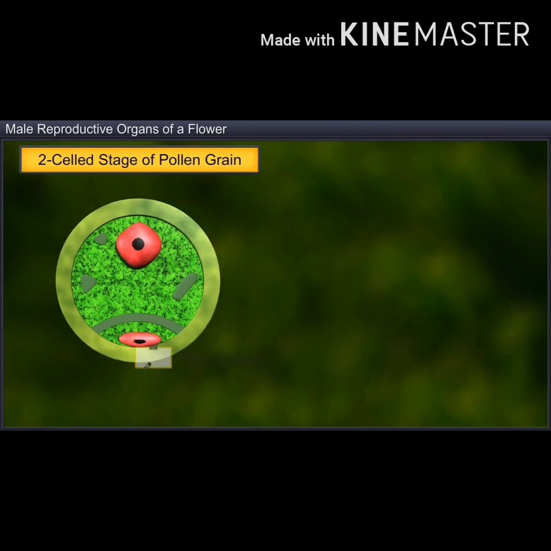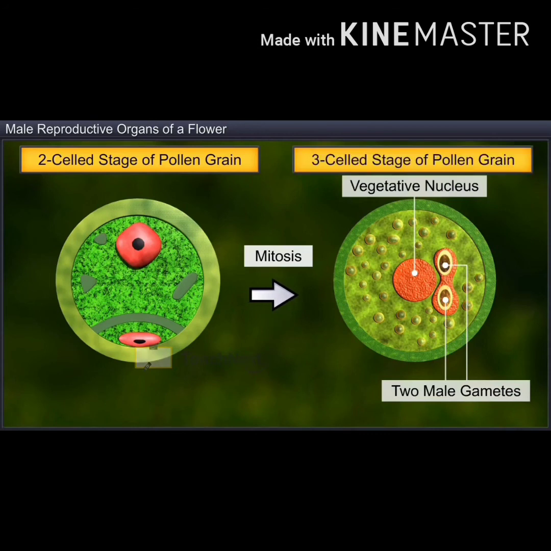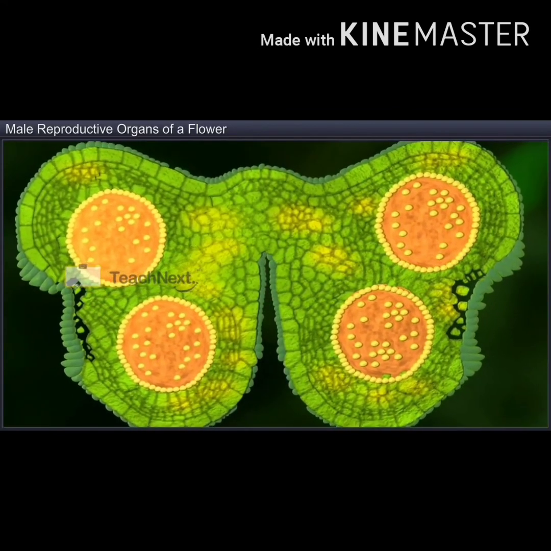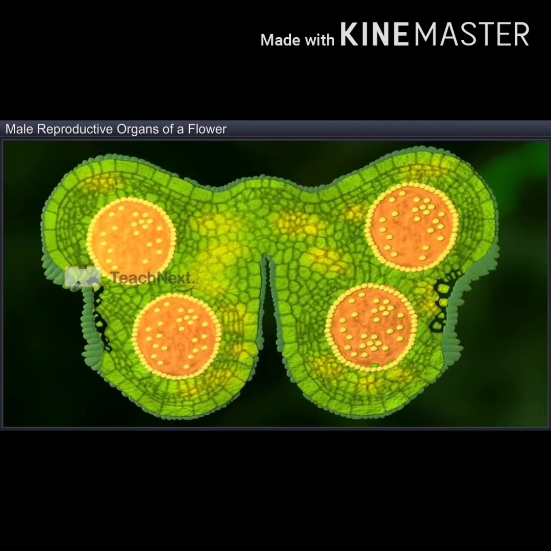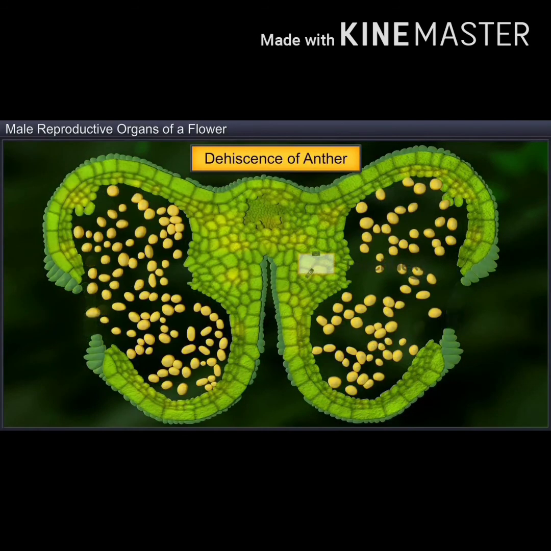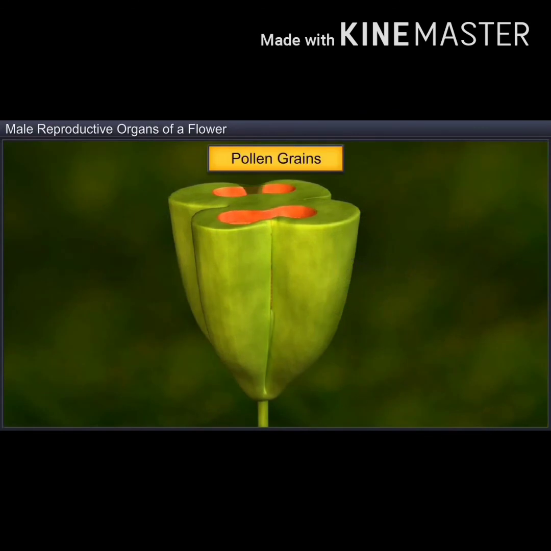Usually the pollen will be shed at a 2-celled stage, but in some species the generative nucleus will undergo division and lead to the formation of 2 male gametes. In that condition, the pollen will consist of 3 cells. When this pollen becomes mature, it will come out from the anther by the dehiscence of the anther. The anther wall will break, and that process is called dehiscence, and the pollen grains are released. Here you can see the release of pollen grains from a mature anther.